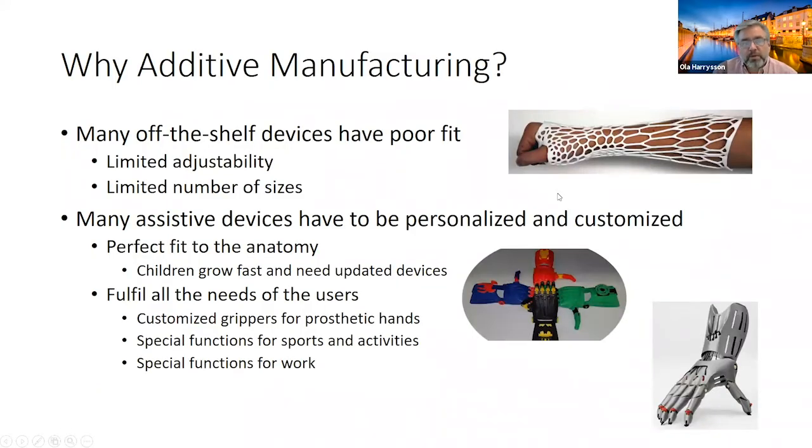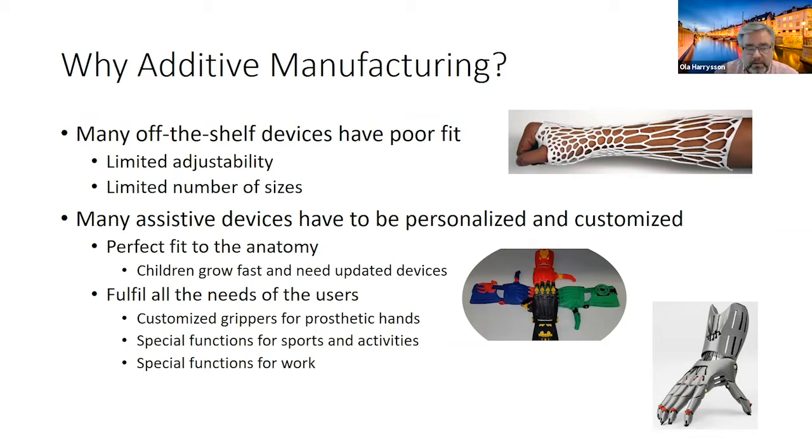So why do we want to use additive manufacturing in these applications? Well, many of the off-the-shelf devices that exist have limited adjustability and they come in limited sizes. So in many cases, it is very hard to get a good fit for the majority of the patients because we're all different. And there are many assistive devices that need to be personalized or customized or both because you need a perfect fit to the anatomy for the device itself to work properly.